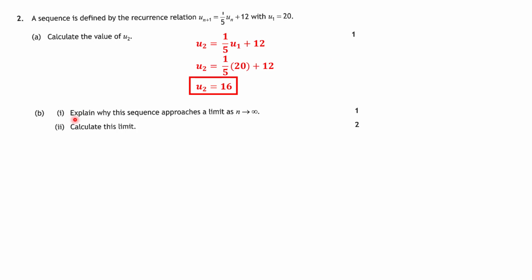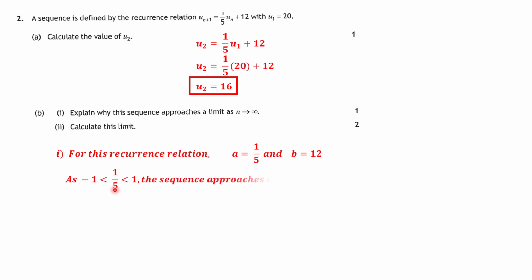Part B, part 1 says, explain why the sequence approaches a limit as n tends towards infinity. For this recurrence relation, we know that a is 1/5. Now that's the multiplier here, 1/5. And then b is 12. That's the number we add on after we multiply the previous term by 1/5. So what do we know about this? We know that this will approach a limit if the multiplier, that is 1/5, is between -1 and 1. So as that's true, the sequence approaches a limit, and that's worth 1 mark.